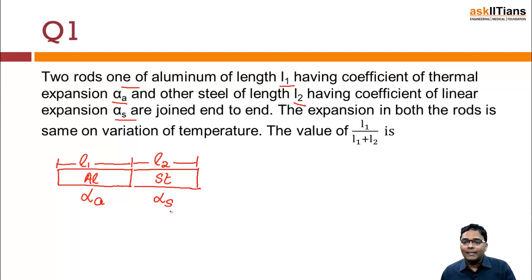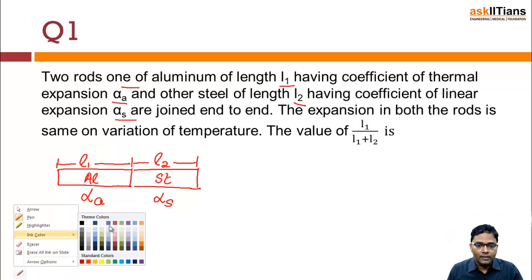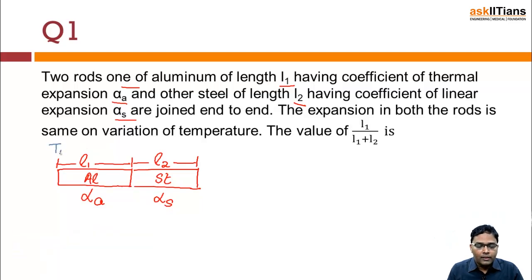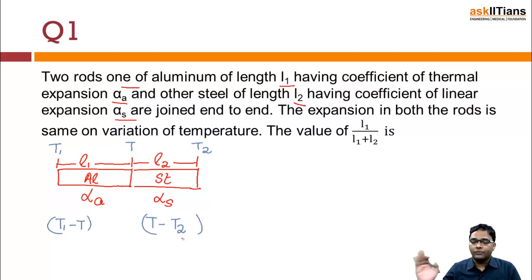Now the question says the expansion in both the rods is the same on variation of the temperature. So when we vary the temperature, both have the same value of expansion. So how do we do it? Let's change the color so that it becomes a little more lucid. Here this is T1, this is T, this is T2. We'll be considering the two end temperatures. For the first one, the temperature variation is going to be T1 minus T, and for the second one, the temperature variation is T minus T2, assuming it varies from left to right.